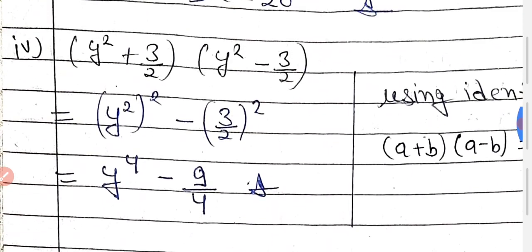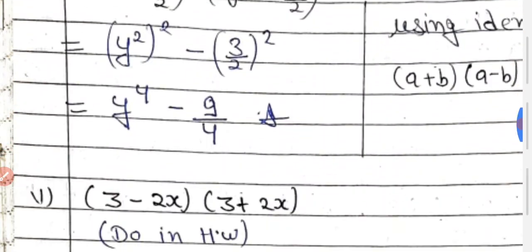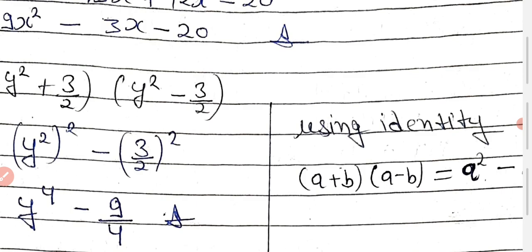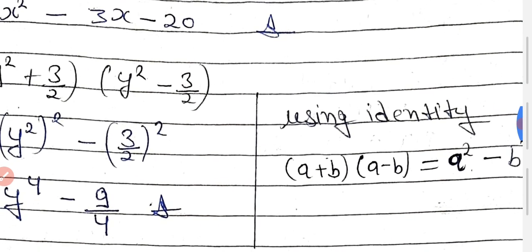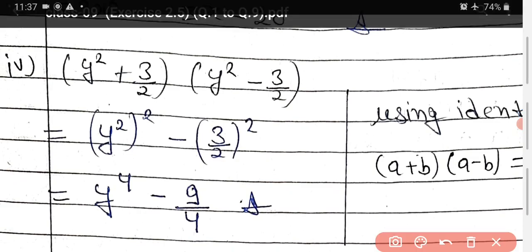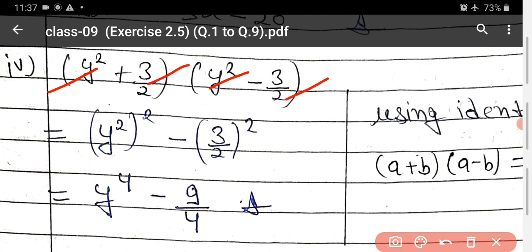Now come to the next question. Fourth part: (y² + 3/2)(y² − 3/2). One property I told you here: if it is (a + b) and (a − b), then you can write a² − b². First see here, it is a, it is b, it is a, it is b, because both are the same. So write a, let b. It becomes (a + b)(a − b), so you can write a² − b² as the property.